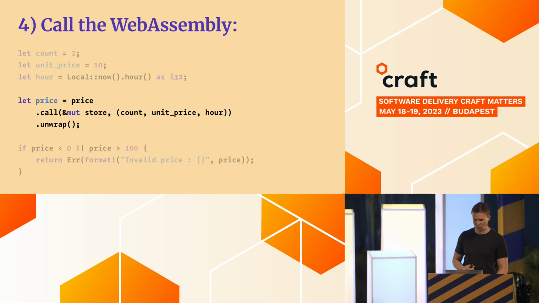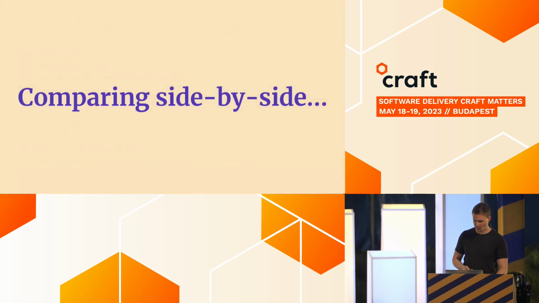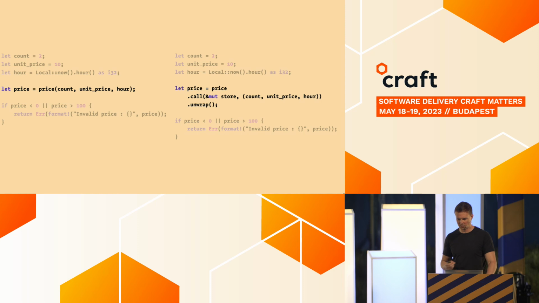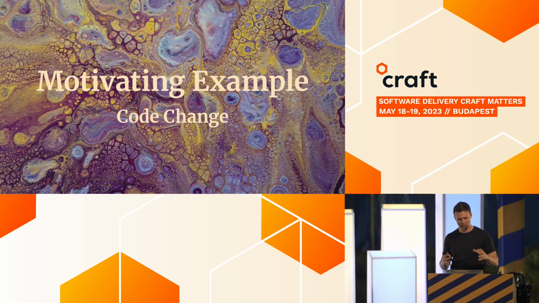So basically, our program looks the same as before. We just have slightly different calling semantics because we're calling it from WebAssembly now rather than calling it directly. And comparing side by side, a little bit easier to see. Here's the two price functions side by side. Basically, the only difference is slightly different calling semantics, but overall pretty similar. Okay, so now that we're using WebAssembly for this example, let's make another code change and see what it would be like.